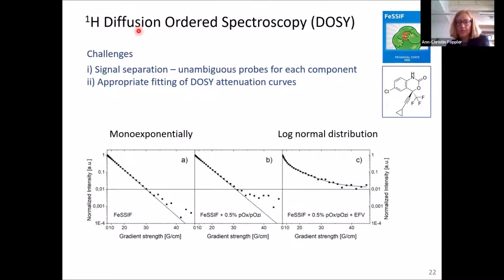And for the diffusion data, the biggest challenges were to find signals that unambiguously belong to the specific components and then appropriately fitting the decay curves that we found in the diffusion data, because they were not always mono-exponential, but below the 1% decay limit they also deviated from this profile. And there were some, if we had the polymer and the evavirans, that we could actually no longer fit with mono-exponential decays, but actually had to use log-normal distributions.